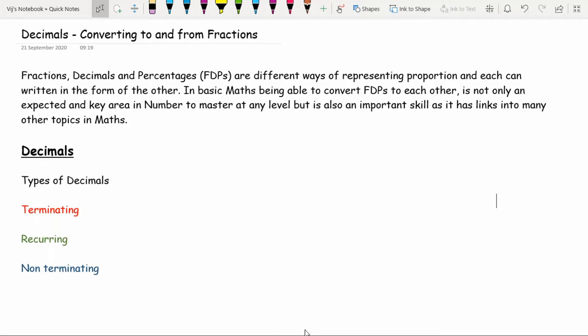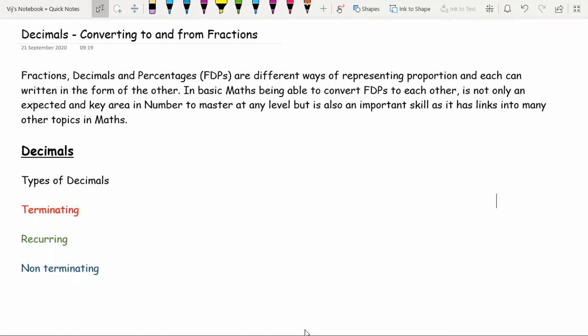Now in basic maths, being able to convert FDPs to each other is not only an expected and key area of number to master, but at any level it's an important skill as it has so many links into many other topics in maths. Now moving forward onto decimals, there are three types of decimals that you need to be aware of: terminating, reoccurring and non-terminating, and each of those is quite self-explanatory based on its title.